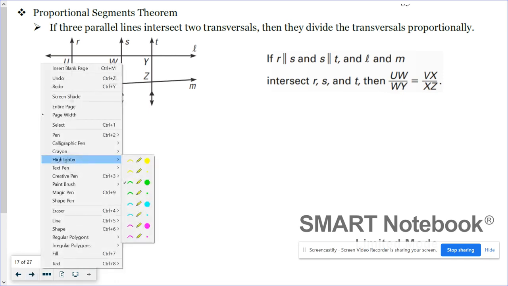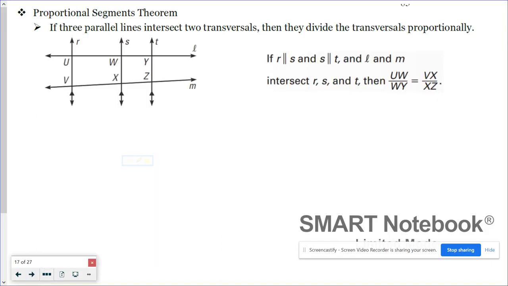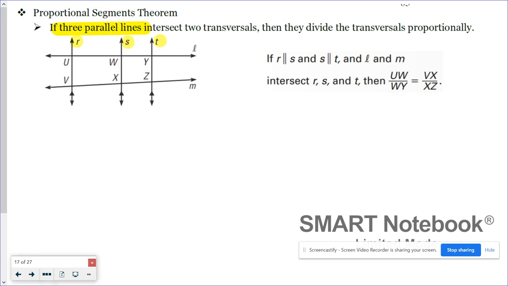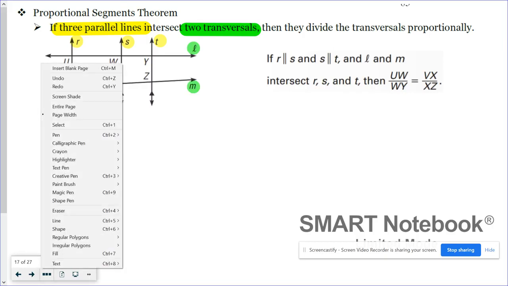Okay. So the proportional segments theorem says if three parallel lines intersect two transversals, then they divide the transversals proportionally. So our three parallel lines are R, S, and T. And our two transversals are the other two lines clearly, right? L and M. And it says they divide the transversals proportionally. So let's take a look at those transversals. Let me get a different color here.